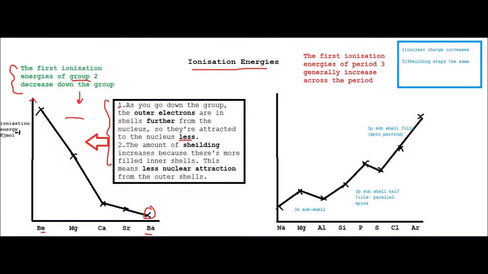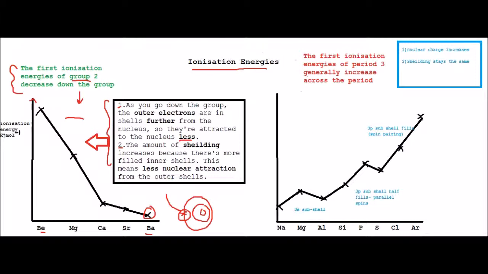The second concept that we have to learn here is that the amount of shielding increases because there are more filled inner shells. This means less nuclear attraction from the outer shells. So basically there's a greater shielding effect, like we did in the last video, meaning that the outer shell electron is shielded from the positive protons, so it's easier to just grab off, so the ionisation energy is lower, and that's all you really need to know about that for now.